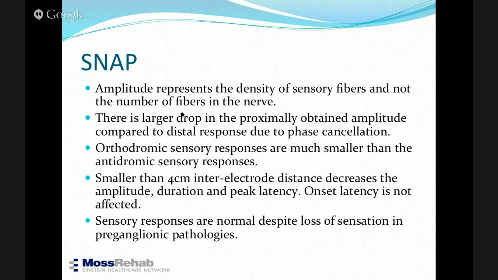Sensory nerve action potential, SNAP. Again, amplitude represents density of sensory fibers and not the number of fibers in the nerve. Important point. So how do we know that it represents only the density, not the number of axons?